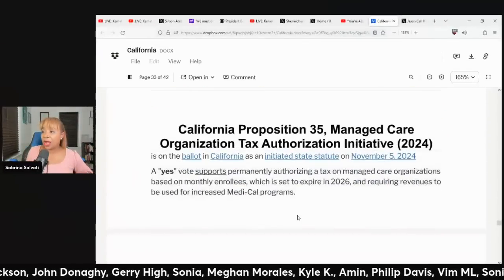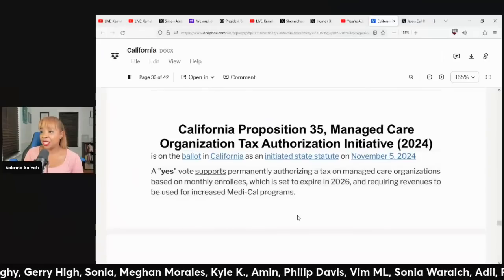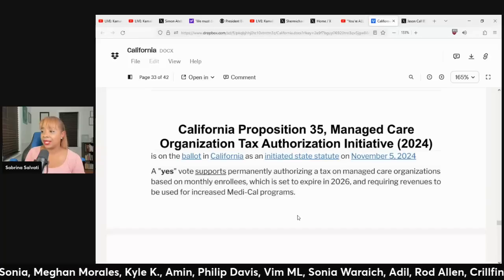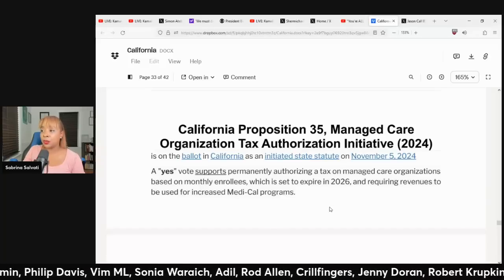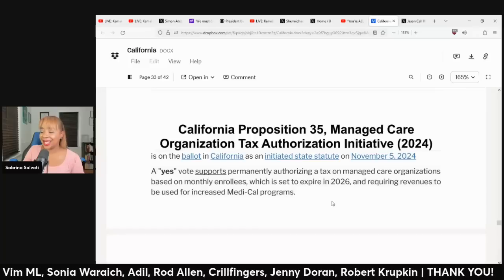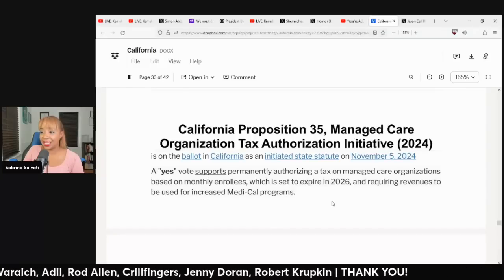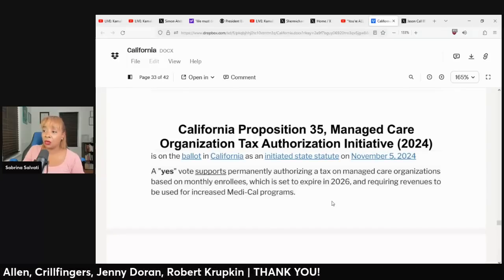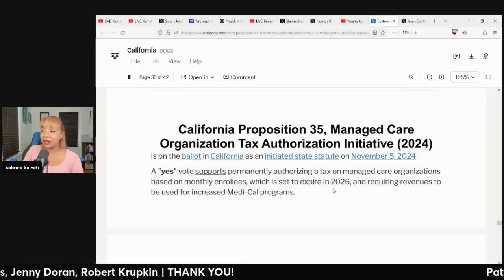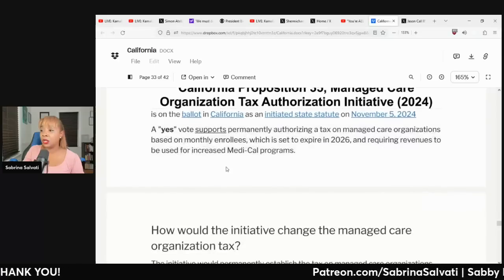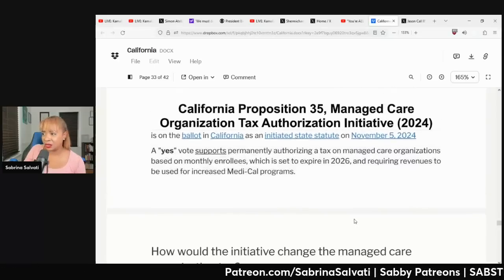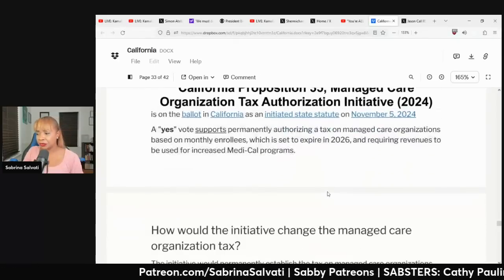Here's another one here, Proposition 35, Managed Care Organization Tax Authorization Initiative. Another one for healthcare. A yes vote supports permanently authorizing a tax on managed care organizations based on monthly enrollees, which is set to expire in 2026, and requiring revenues to be used to increase Medi-Cal programs. So these two are somewhat connected.